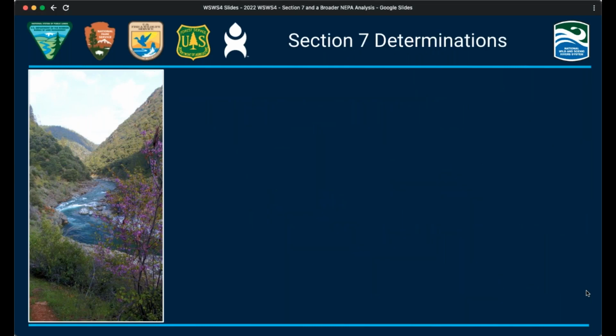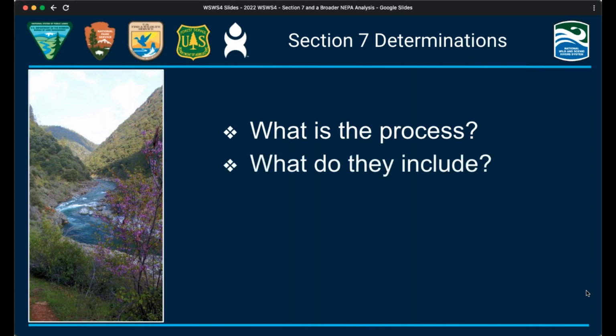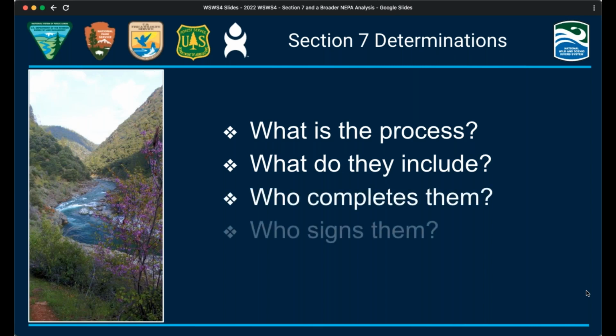So now that we've talked about triggers for section 7 analysis, let's look at mechanics of section 7 evaluation and determination. For example, what is the process for doing a section 7 determination? What does a section 7 determination include? Who completes the section 7 determination? And who has the authority to sign a section 7 determination?